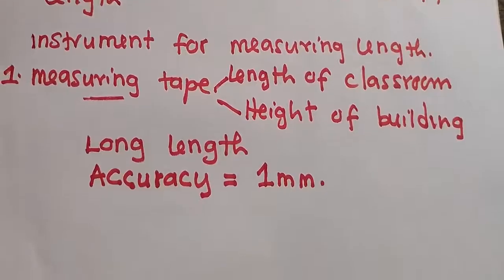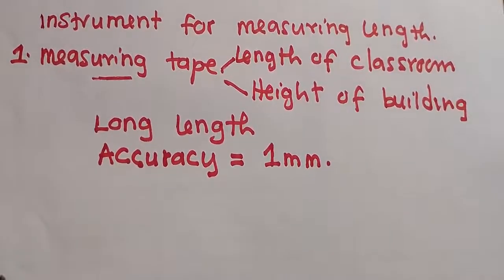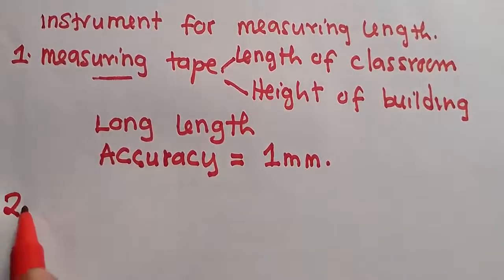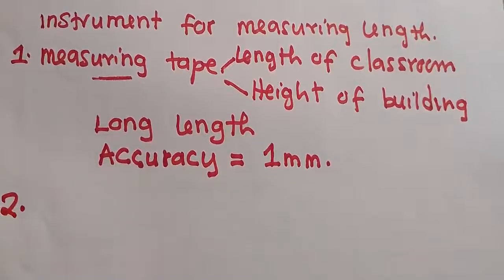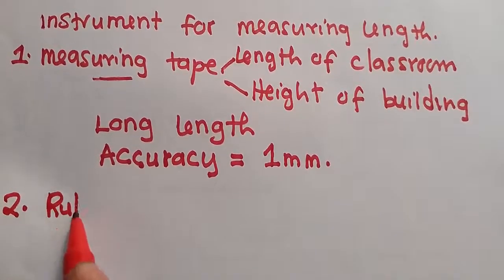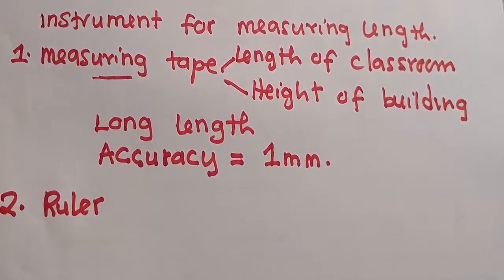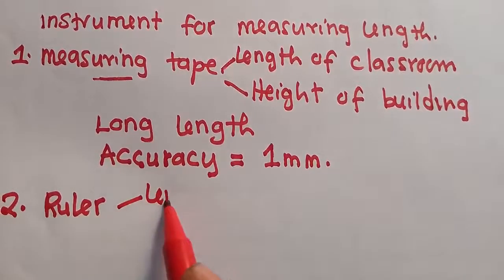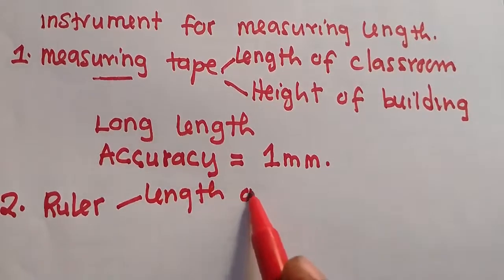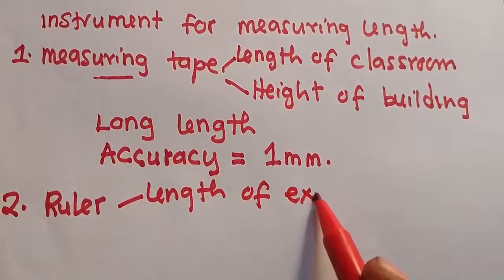Let us move to the other one. So we've discussed this first one. The second one that I want us to discuss is called a ruler. A ruler is mostly used to measure, say, if you want to measure the length of your book, the exercise book.